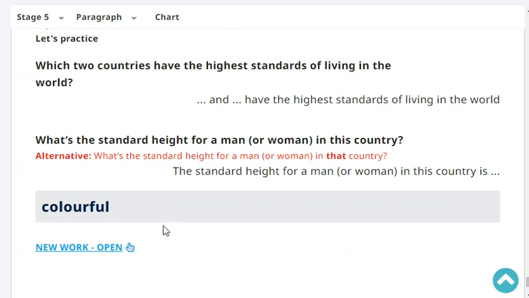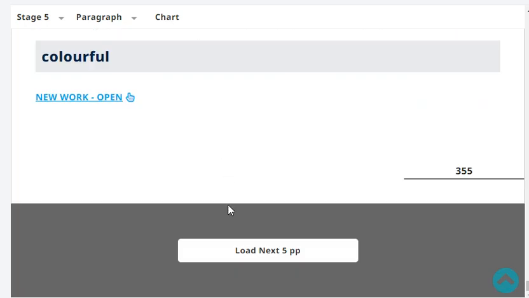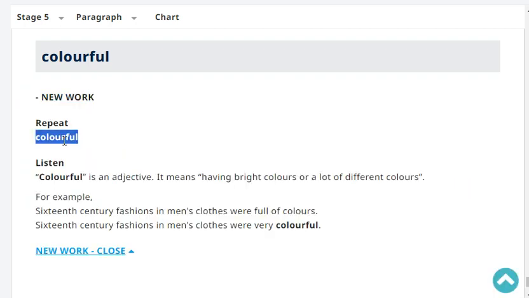What's the standard height for a woman in your country? The standard height for a woman in my country is 157 centimeters. Very good. Next, repeat colorful. Colorful. Very good.